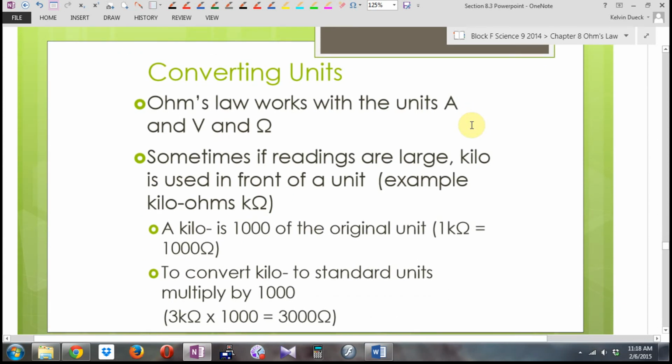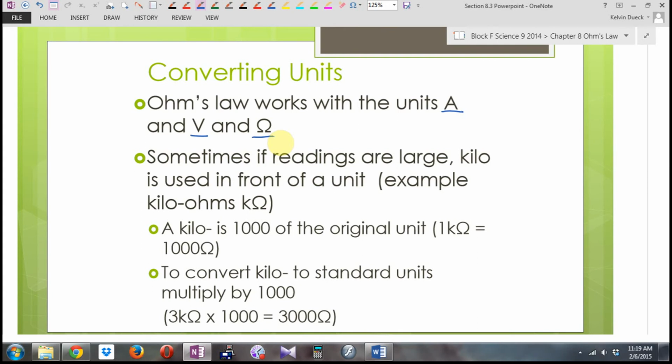Converting units. Ohm's law works with the units amps and voltage and ohms. The problem is, in the metric system, we also have prefixes like centi and milli and kilo and giga and penta and nano and micro. Those are the big ones.